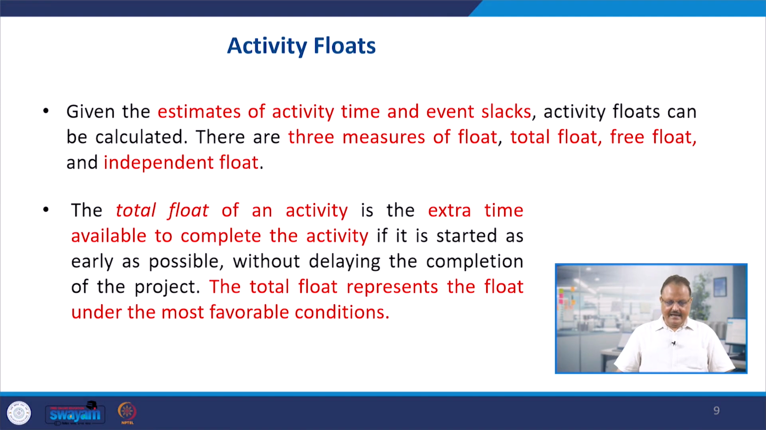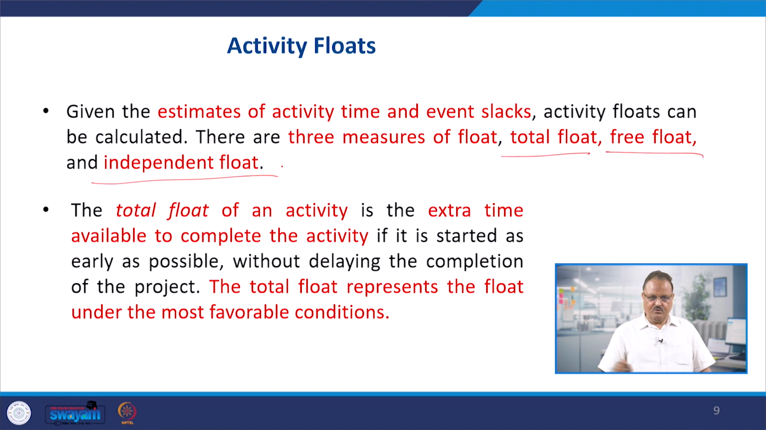Now let's understand the activity floats. Given the estimates of activity time and event slack, activity floats can be calculated. There are three measures of the float: total float, free float and independent float. So given the estimates of activity time and event slacks, there can be three floats: total float, free float and independent float.